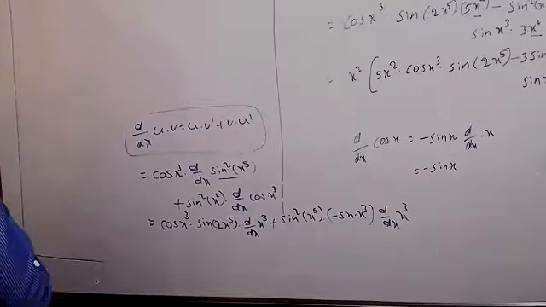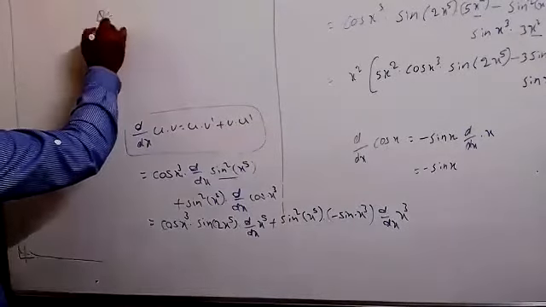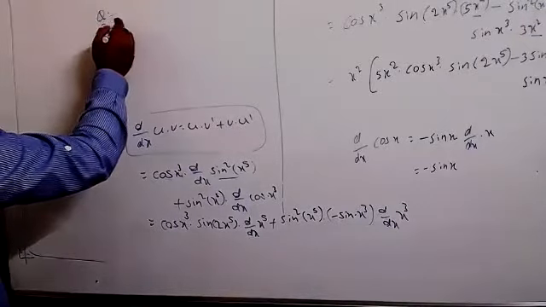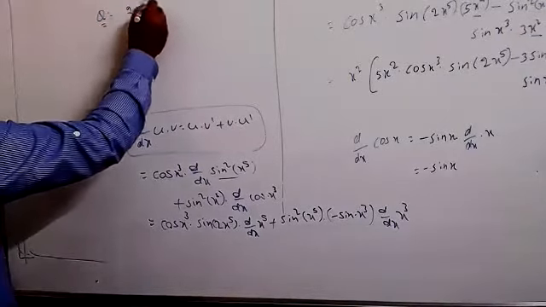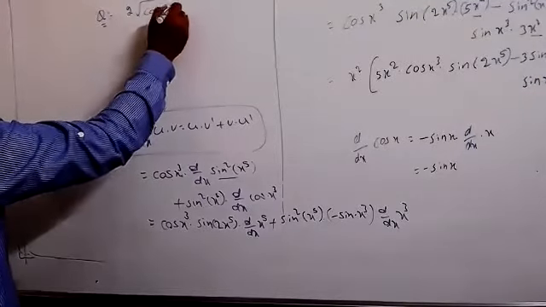Differentiate the function with respect to x. 2 into root of cot x square. Cot x square.